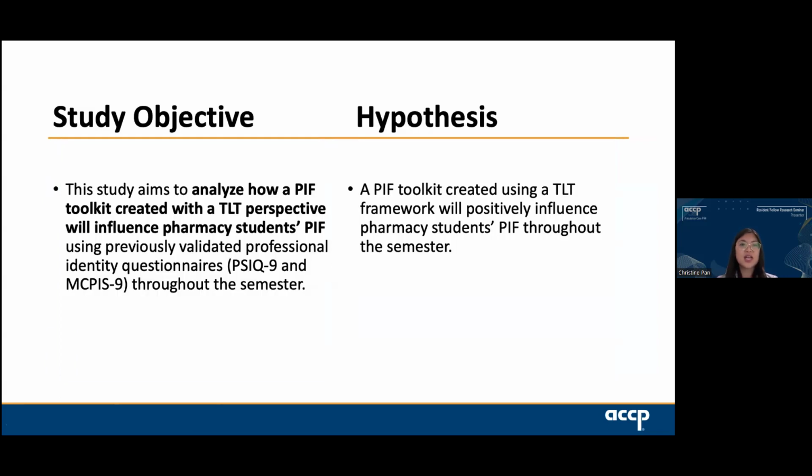Our study objective is to analyze how this professional identity formation toolkit created with a transformative learning theory perspective will influence pharmacy students' professional identity using these two questionnaires I just mentioned. Our hypothesis is that this toolkit will positively influence pharmacy students' professional identity formation throughout the semester.